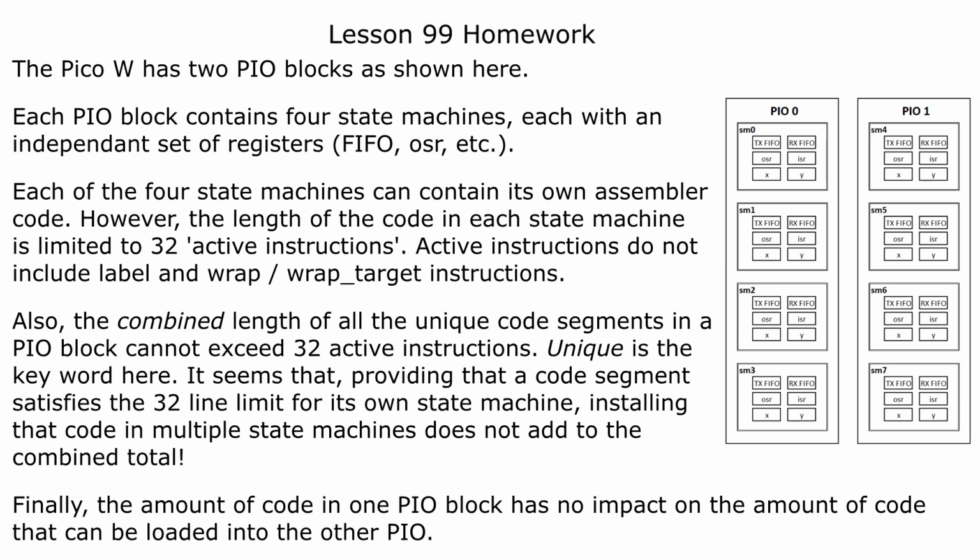It seems that, provided that a code segment satisfies the 32-line limit for its own state machine, installing that code in multiple state machines does not add to the combined total. Finally, the amount of code in one PIO block has no impact on the amount of code that can be loaded into the other PIO. The question is, how to prove all this?